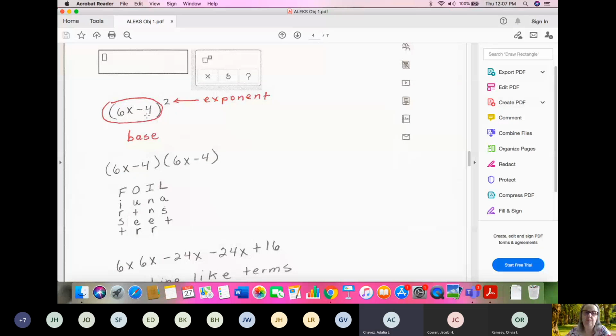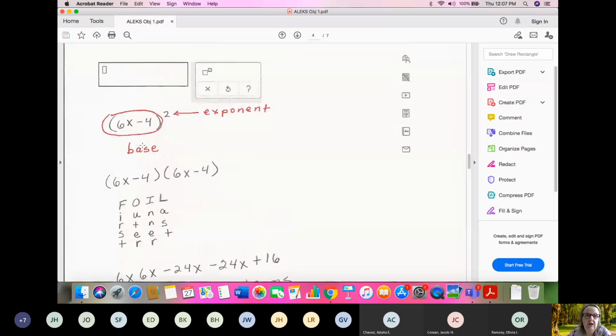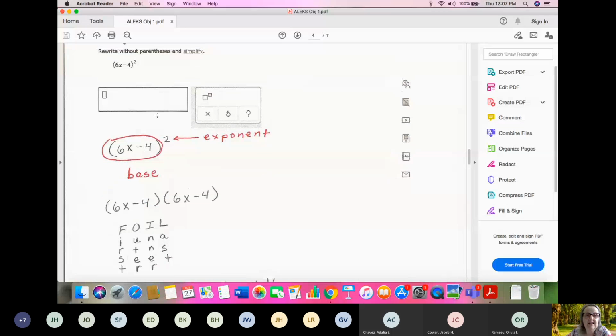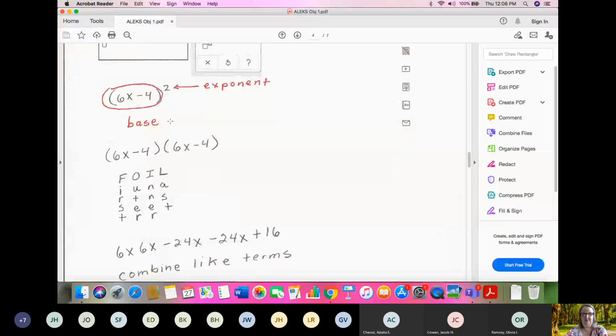It's the same as writing it in this form. But this is nicer, because what does it tell us to do? It says rewrite without parentheses and simplify. So we need to get started somehow. There's not a nice exponent rule for this.